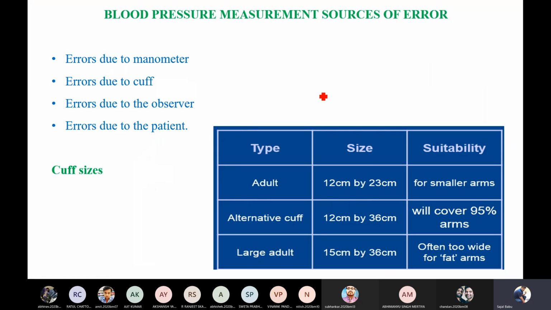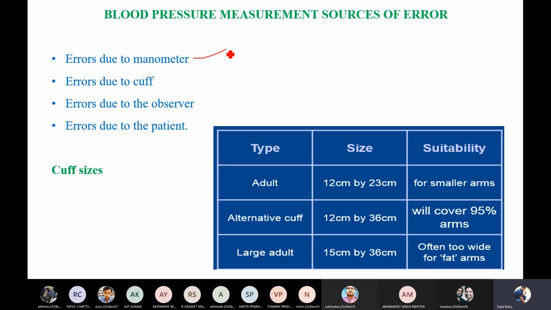What we are going to discuss here is the errors. There may be some chances of error in your manometer reading. That means if you are measuring the blood pressure, there may be chances of error in your reading. The first source of error will be your manometer, because if you are measuring the blood pressure using an analog type sphygmomanometer, you are going to observe the mercury level. It is a human error, because there may be some human error in observing.